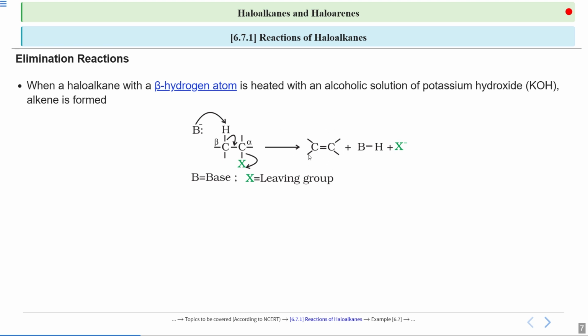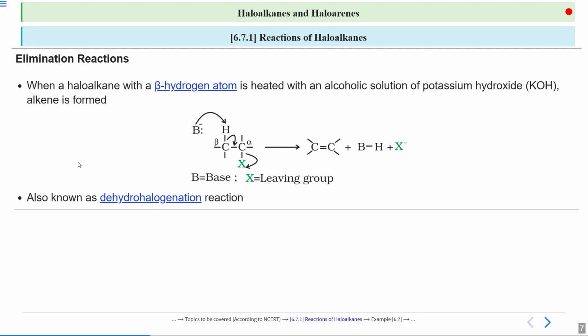Okay, and you will get an alkene as your major product after the formation of the double bond or pi bond, plus BH, that is the base and hydrogen combined together, eliminated as a side product, plus this X negative, the leaving group, will also leave. This reaction is also known as the dehydrohalogenation reaction. Okay, because hydrogen and halogen both are leaving from the haloalkane, and you are getting an alkene as your product. So this reaction is also called the dehydrohalogenation reaction.